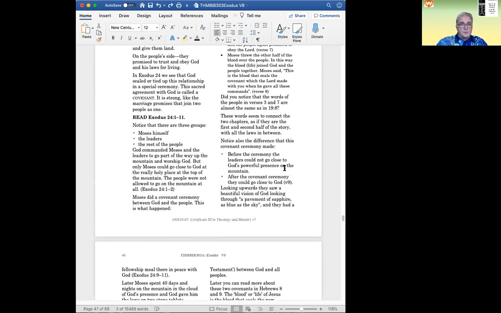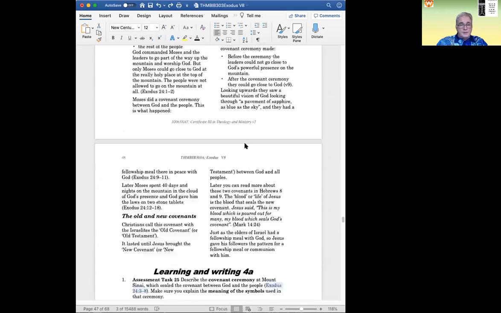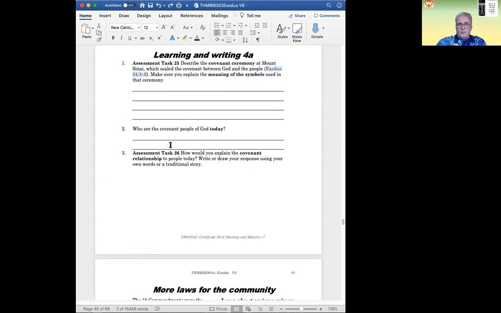Expecting I may need to talk to a few of you about that. So have a look at that, and what do you think it means? Who are God's covenant people today? That should be an easy one. And then, how would you explain covenant relationship to somebody in your community?